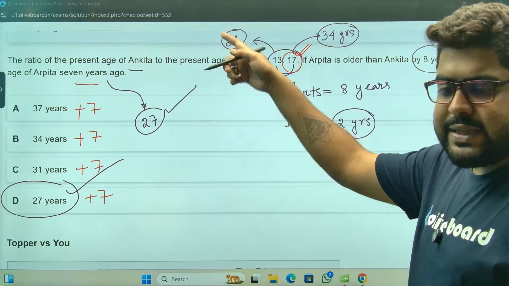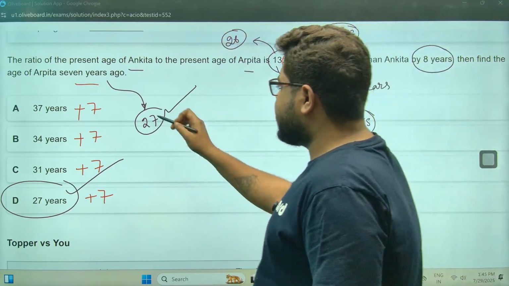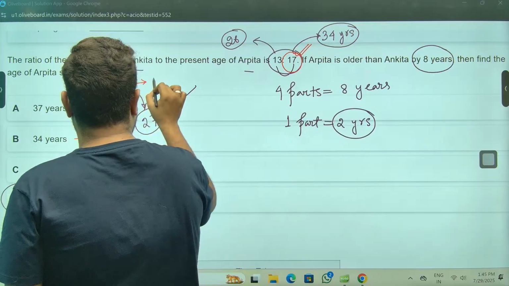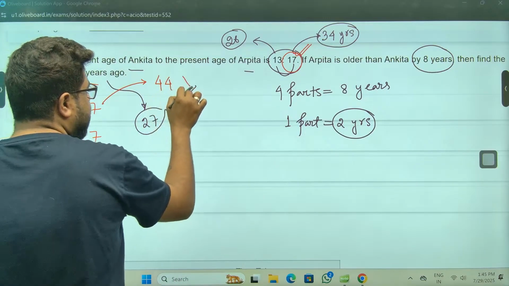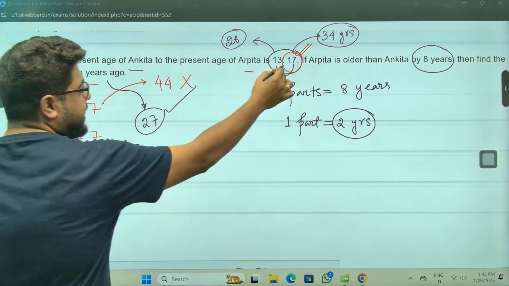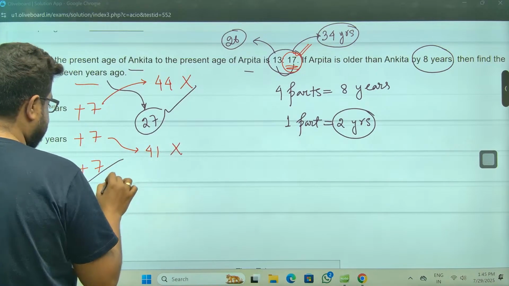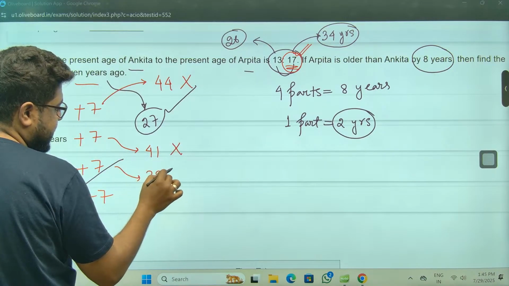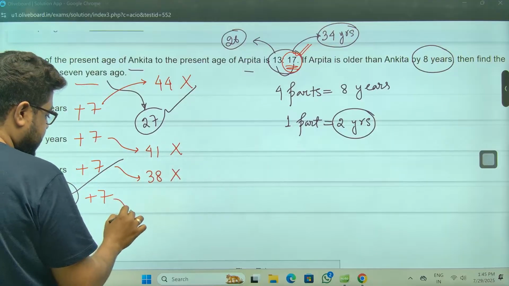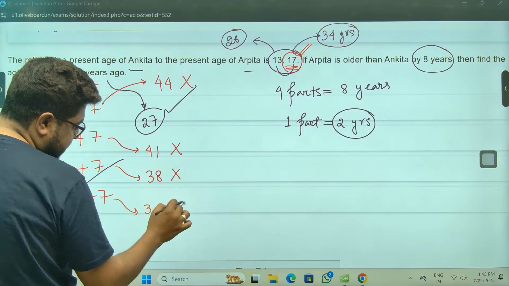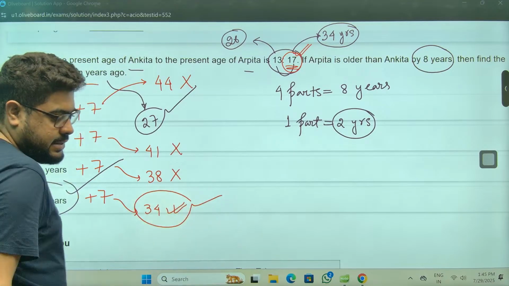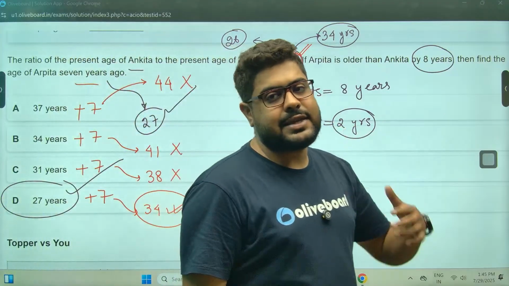If I add 7, this will be a multiple. So 37 plus 7 is 44, not a multiple of 17. 34 plus 7 is 41, not a multiple. 38, sir, multiple of 19 but not 17. This is 34, sir, multiple of 17, yes. So that must be my answer. This is a single line solution for this.